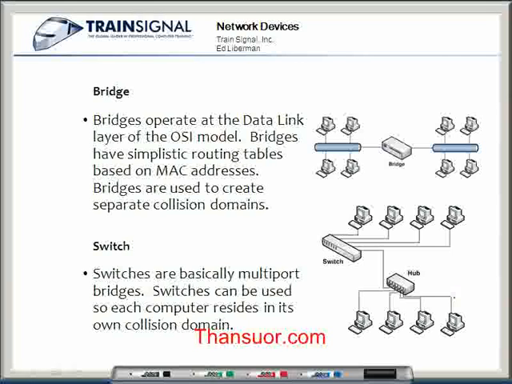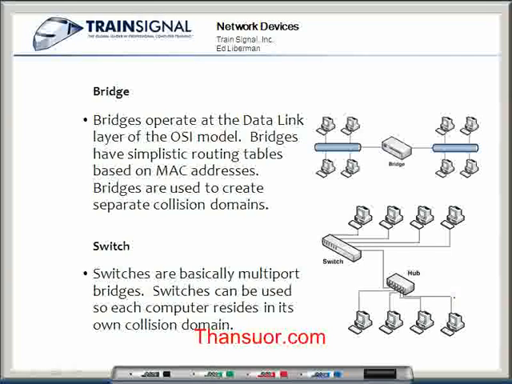Now, this is a term that you're going to want to be familiar with. Matter of fact, there's a couple of terms you're going to want to be familiar with. One is collision domain and one is broadcast domain. And they are kind of what they sound like. We learned with Ethernet that all the computers have simultaneous access to the network, and when they communicate, we can have collisions.